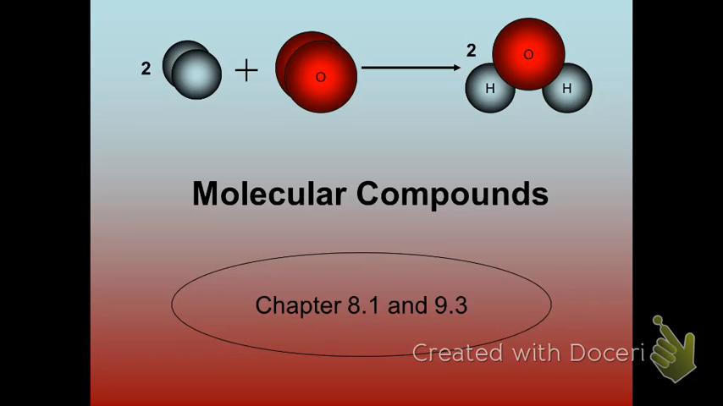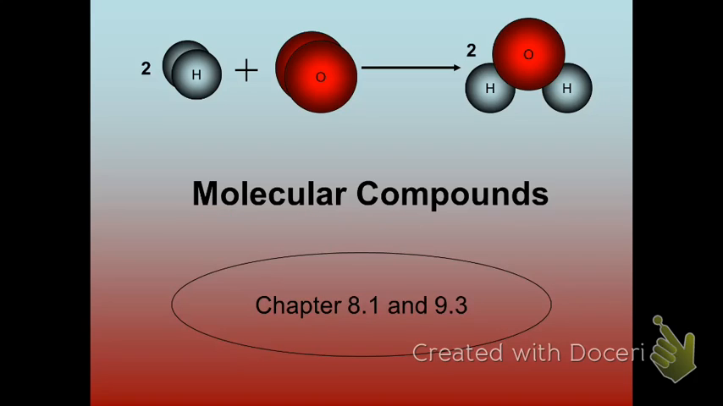Molecular or covalent. I prefer to call them covalent, so I'll start saying covalent. But understand that the book's talking about molecular compounds. We'll be talking about chapter 8.1 briefly, and then 9.3, which is actually naming. So by the end of this, you'll know how to name all these compounds quite easily, actually.